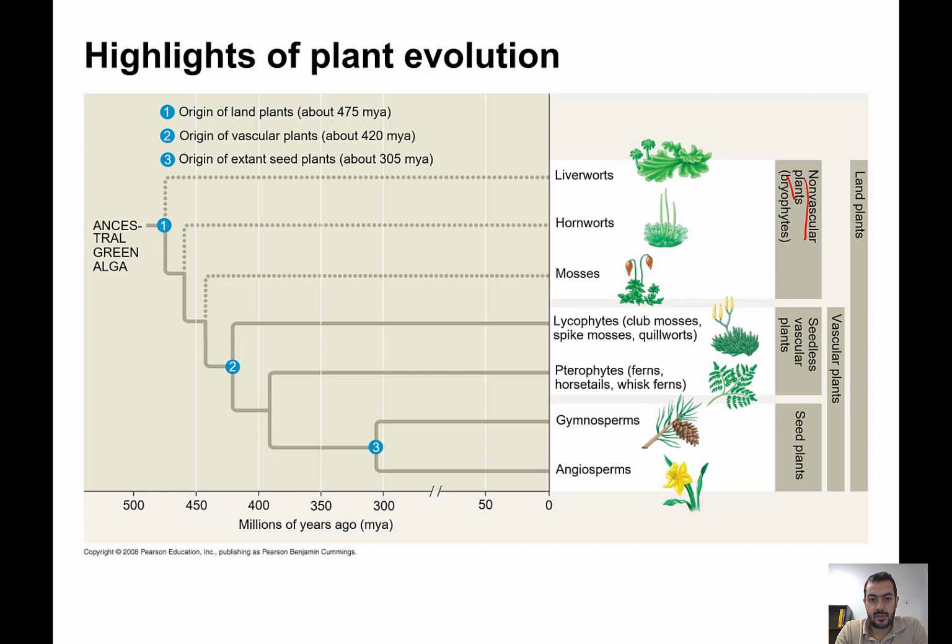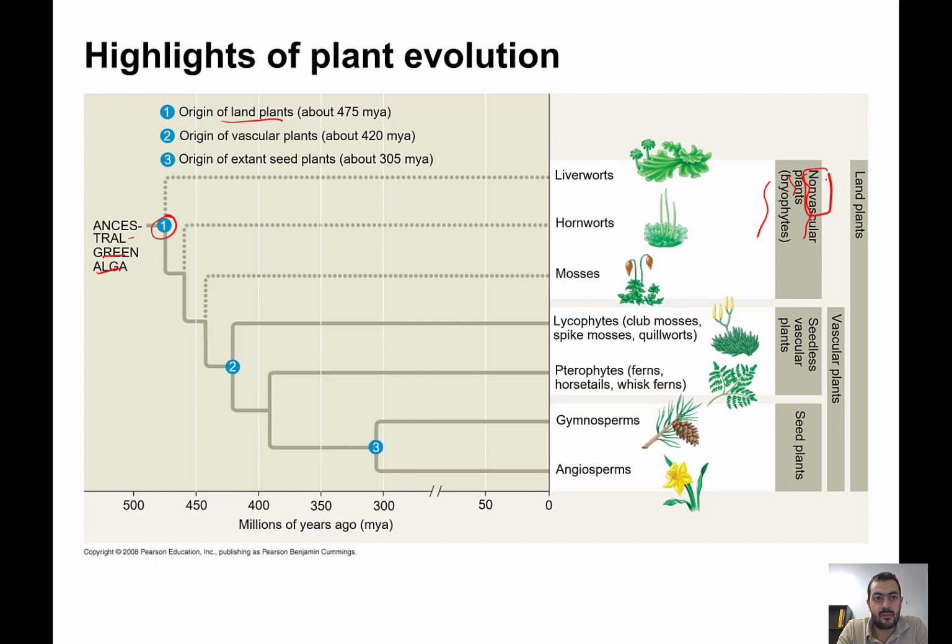As shown in this phylogenetic tree, the ancestors were the green algae, and then the first step was the origin of land plants. That was the first group we are covering today in this video. So the non-vascular plants started first, and this group is called the Bryophytes, as you will see later on.